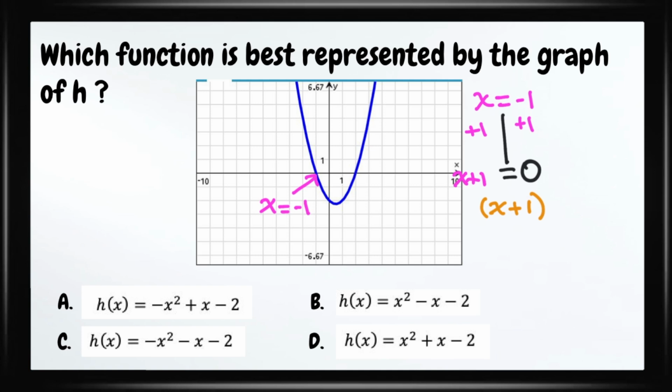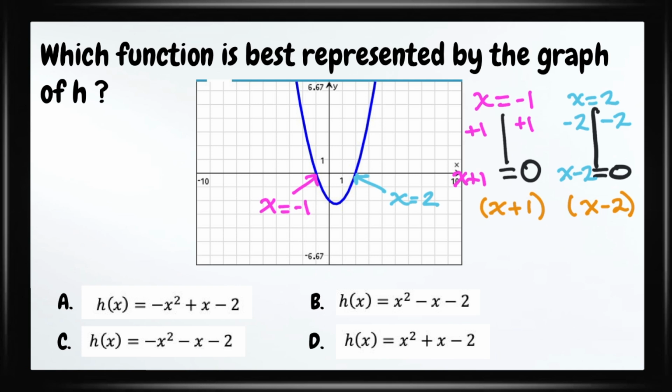Then I'm going to do exactly the same with the second zero or x-intercept. In this case, x equals 2. So I'm going to write x equals 2. And just like before, I need to make this equal to 0. Now, how do I make a 2 equal to 0? I subtract 2. But what I do to one side, I do to the other. So this tells me x minus 2 equals 0. And that tells me my second factor, which is x minus 2.